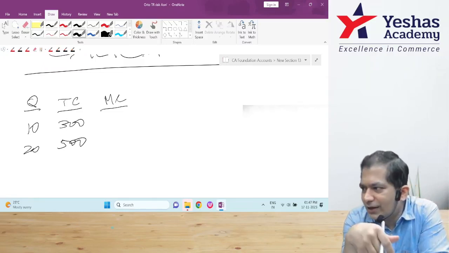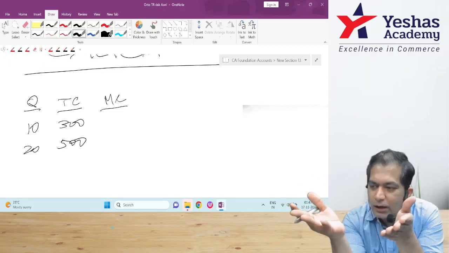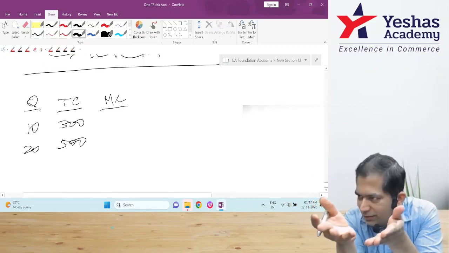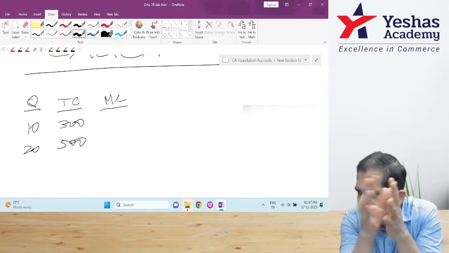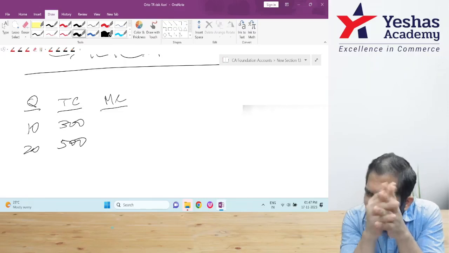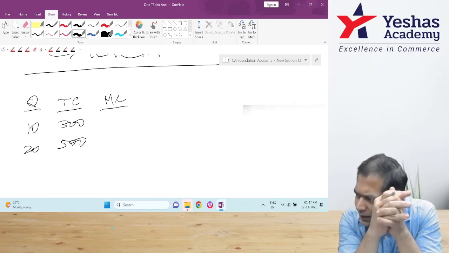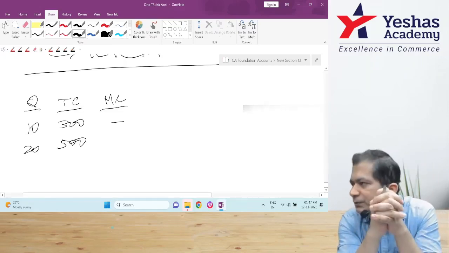It is not that difficult. Producing 10 units costs 300, producing 20 units should cost 600, not 500. So it means it should have increased to 600, but it is increasing to 500 only. It means can I say total cost is increasing at a diminishing rate? Correct? And if I have to calculate the marginal cost here, you tell me what should be the value.